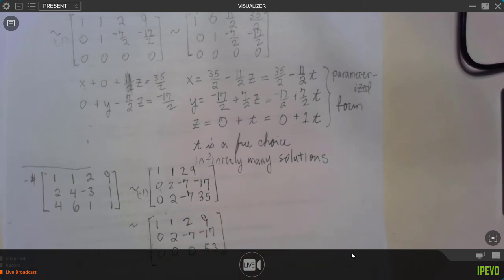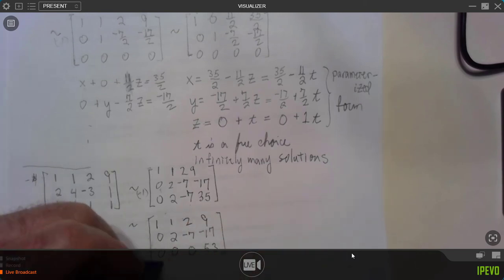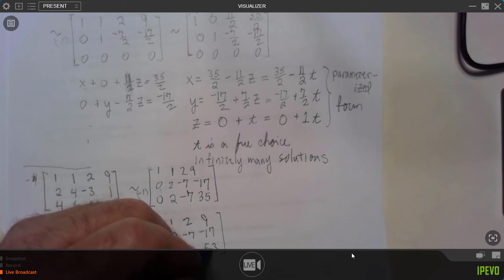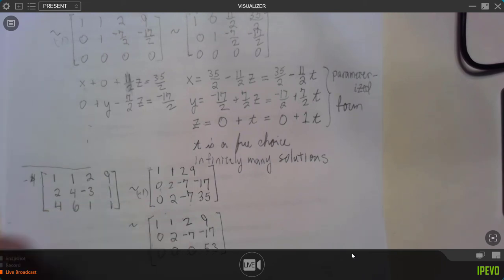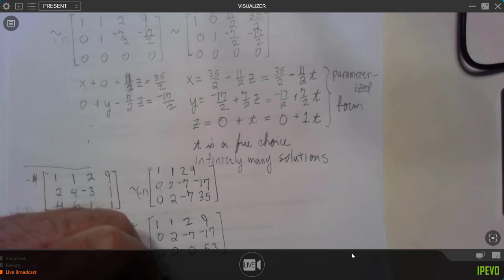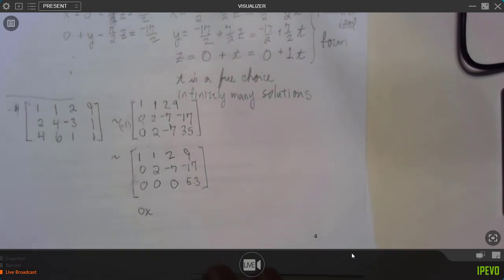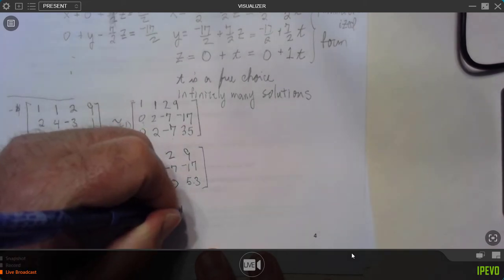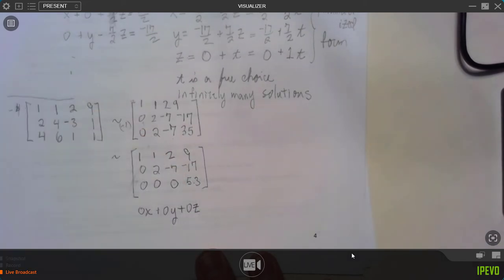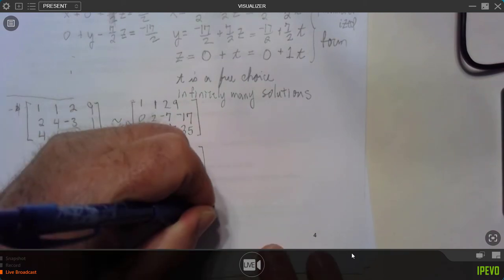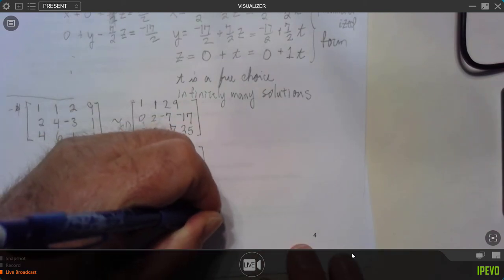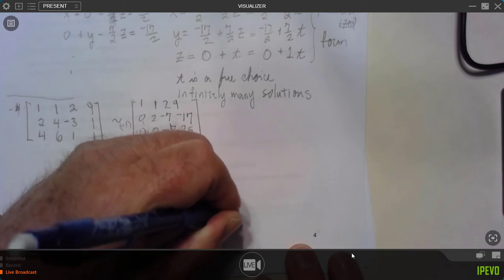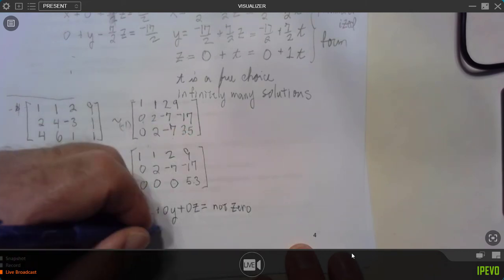Anyway, this is the pattern that we need. We're getting 0, 0, 0, and a non-zero number over here. So if you were to interpret this, this is what it says: 0 times the x variable plus 0 times the y variable plus 0 times the z variable is equal to some number that is not 0. That's really all that matters here. And that is a contradiction.